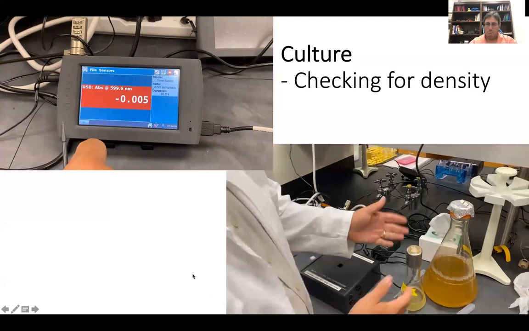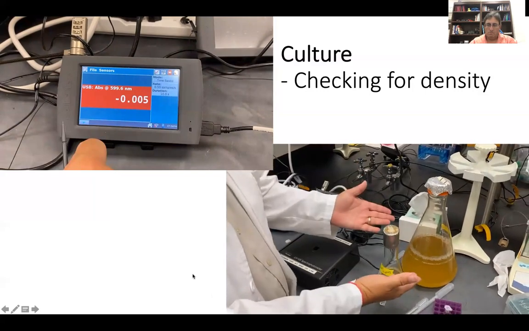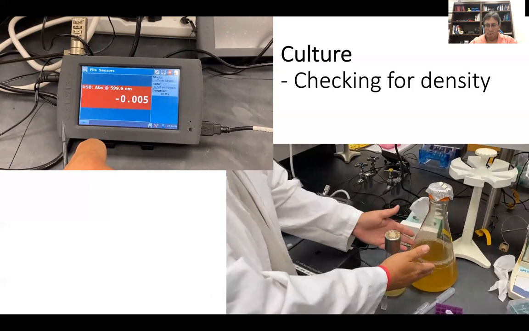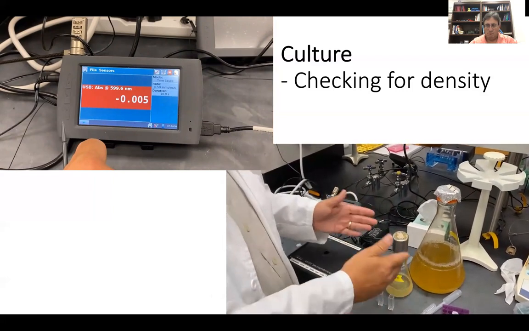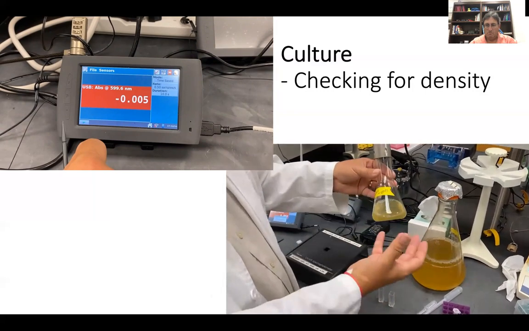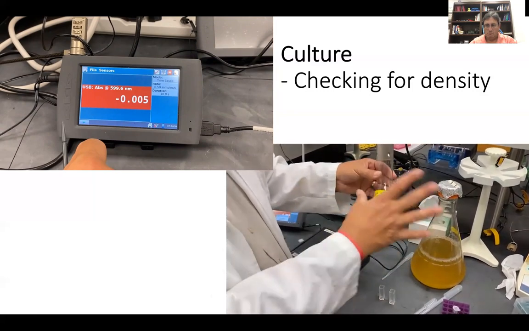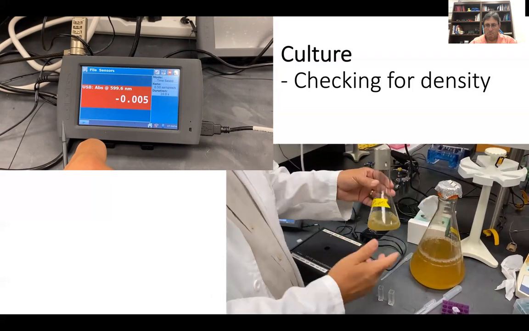Okay, so the cultures have been incubating. They've been cooled down to 20 degrees because we're going to induce these overnight at 20 degrees. At this point, you can see that they're cloudy, so there's turbidity, light's being scattered, and we're going to want to measure that as optical density, not absorbance.